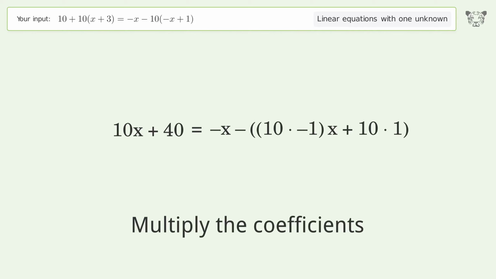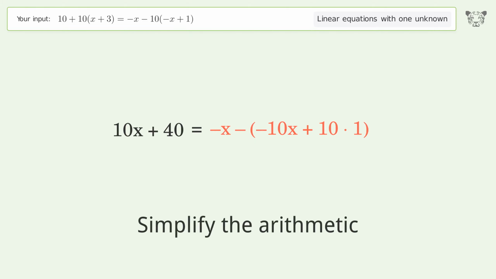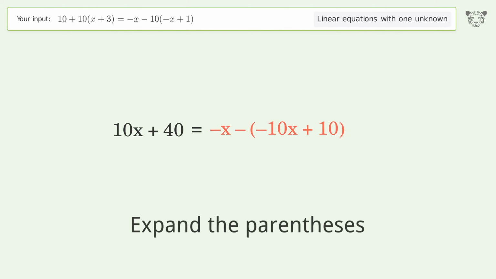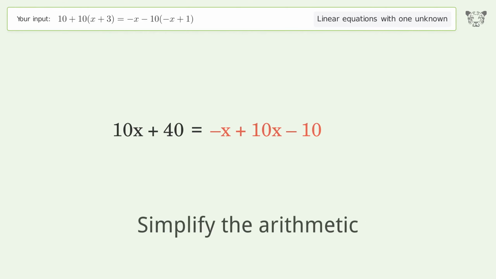Multiply the coefficients. Simplify the arithmetic. Expand the parentheses. Simplify the arithmetic.